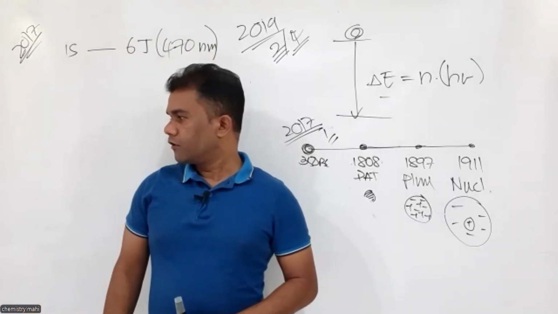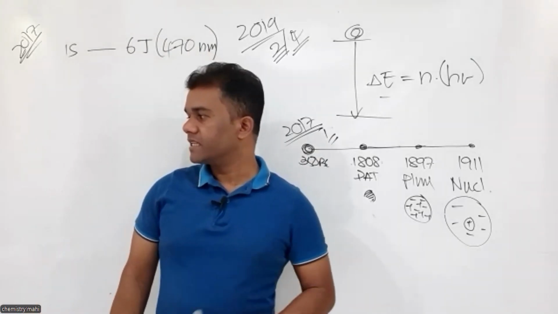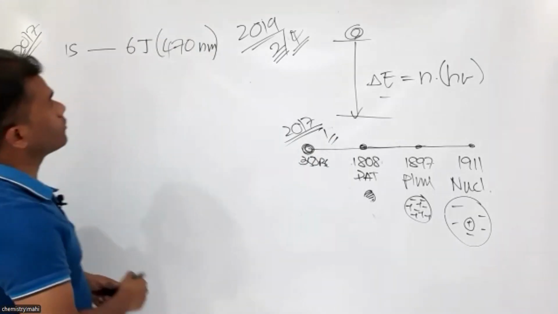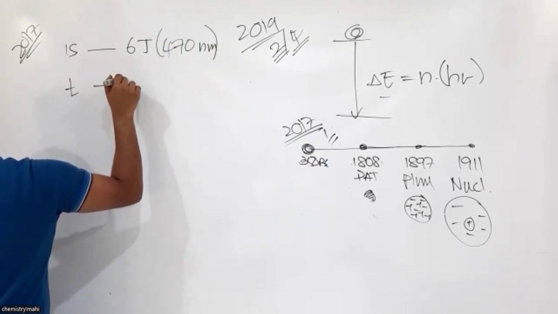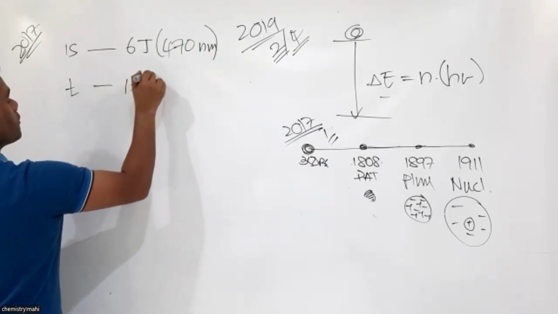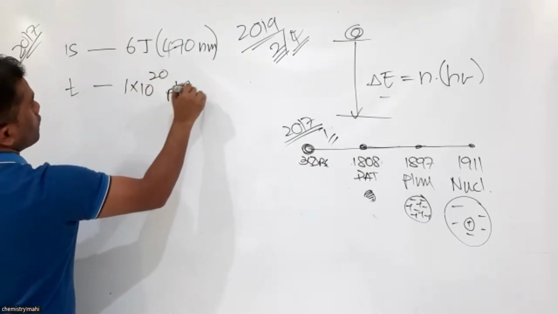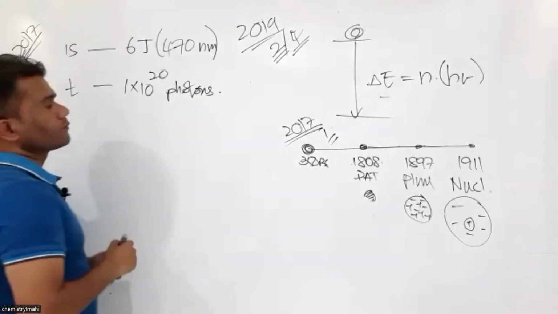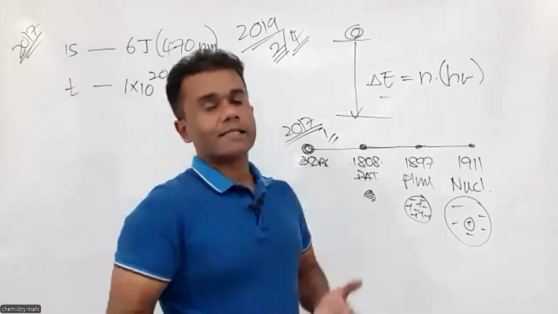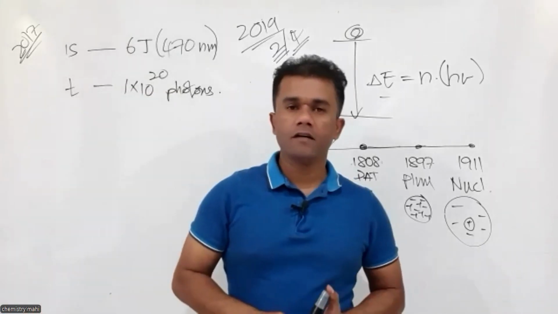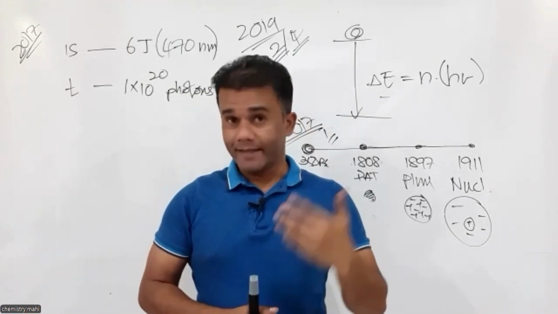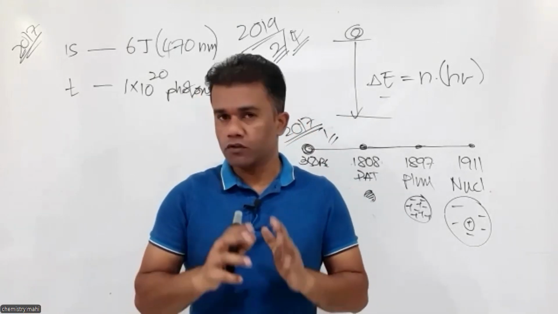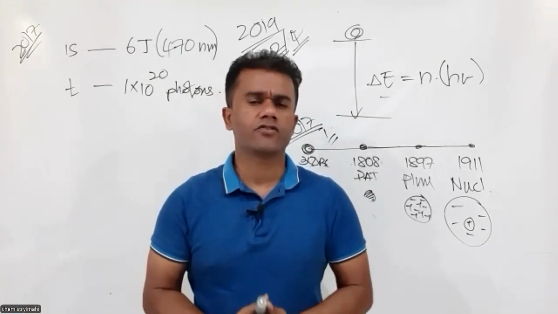Thereafter, for how long should the lamp be lit to generate this number of photons? Okay, they asked for the time, not the energy, but the number of photons, 1 × 10 to the power of 20 photons. Correct? To generate this number of photons, what will be the time we should light that bulb, the lamp? That was the question. So how do we connect all this information?